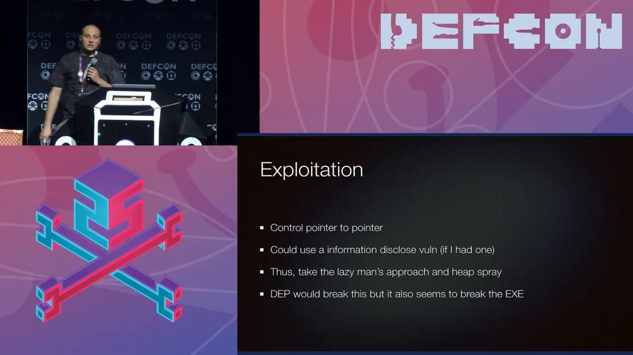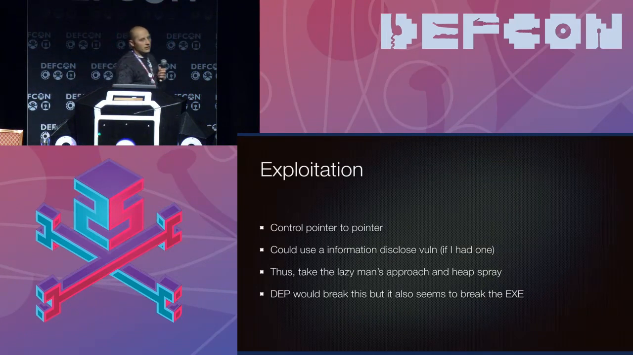If I had an information disclosure that would give me the layout of memory, that would make pointer-to-pointer code flow pretty easy. But I'm lazy. I didn't spend time looking for that. And I knew that I could just do a heap spray and have a really good chance of landing in my own heap. So that's what I did instead. I did the lazy man's approach. After I released these modules, I would love to see somebody who's more willing to do work than I am make the exploit a little bit cleaner. But nonetheless, that's what I did.